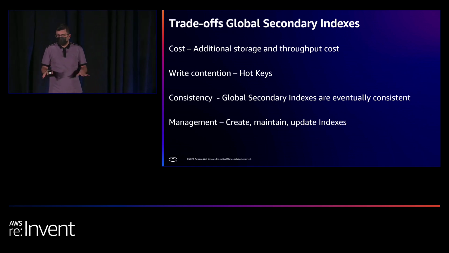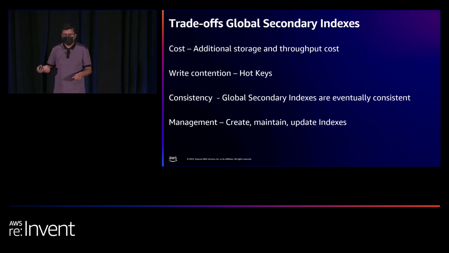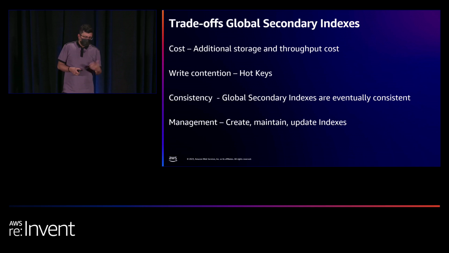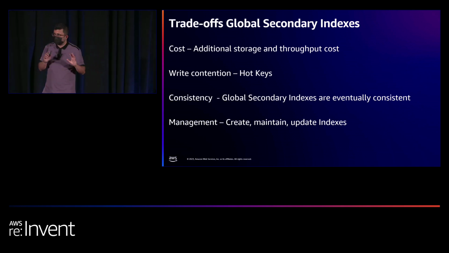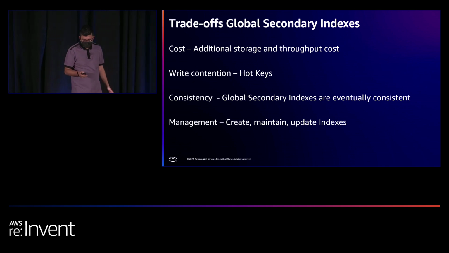Consistency: global secondary indexes are eventually consistent. So you do a base table write, and it'll take some time for that write to actually get replicated to the index. And when you do a query on your index, whatever data you're getting is eventually consistent. And management: you have to create, maintain, update indexes, you have to monitor them, and things like that. Not the greatest worry, but again, for every choice I'm explaining the good sides and the potential trade-offs you need to consider, right?